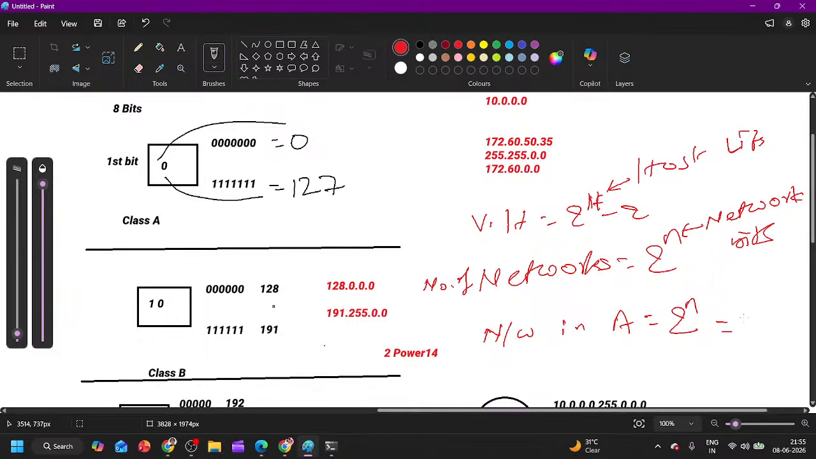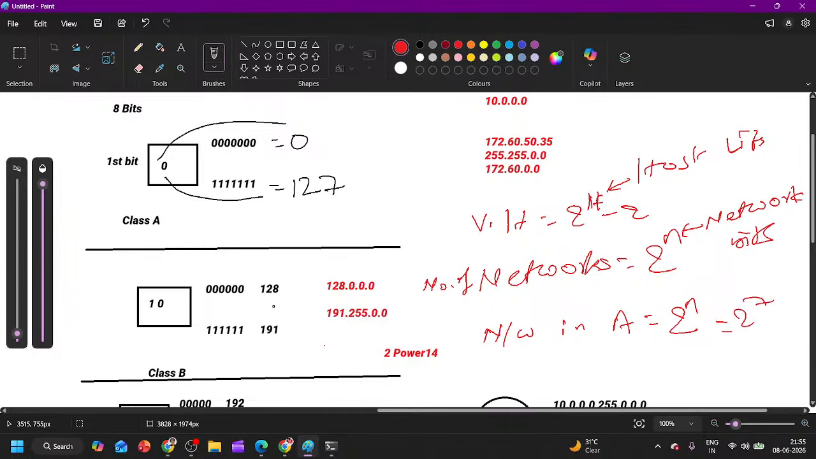In the exam, you will have two options, 2 power 7 and 2 power 8. It means 2 power 7 is correct, not 2 power 8. Definitely we have a total of 2 power 8 because we have 8 network bits. But for the classification, I have reserved the first bit, which is 0. So imagine in class A, we have only 7 free network bits.